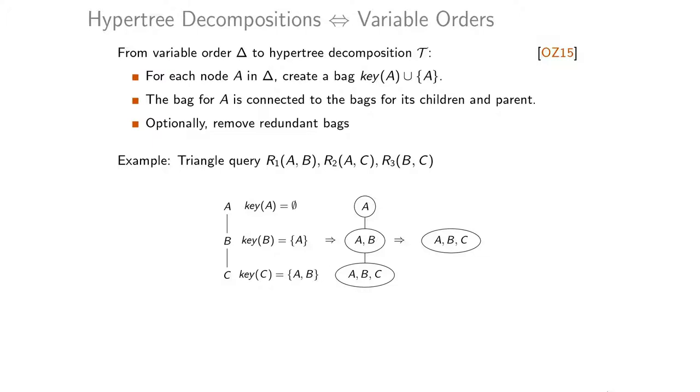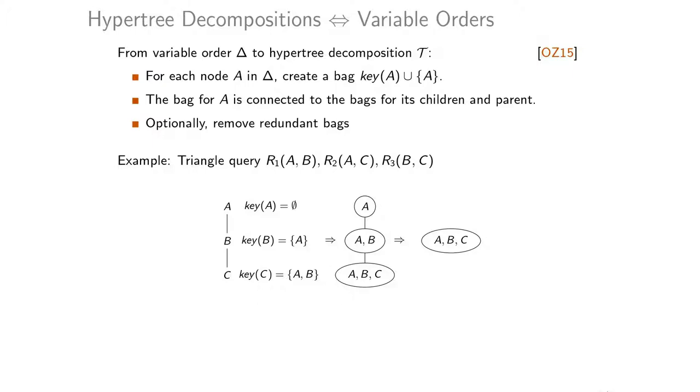So imagine we are given a variable order delta, and we want to construct a hypertree decomposition tau from it. Then for every node in the variable order, we create a bag, which is its keys and the actual node itself. And the bag for A will be then connected to the bags for its children and parent. Yeah? So optionally, we might remove bags which are containing other bags, because they are redundant.